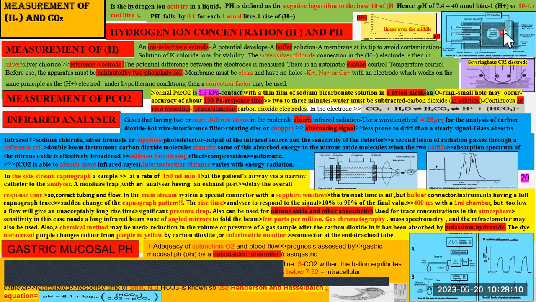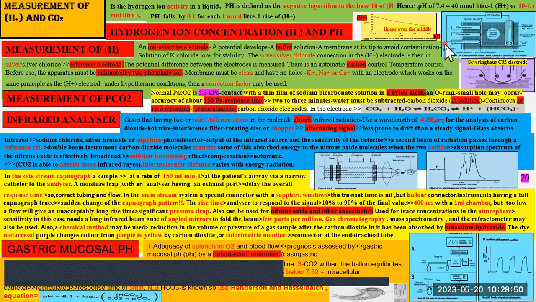Of course, we have a buffer solution in this electrode to keep the pH constant. There is a membrane at its tip to avoid contamination. We use a potassium chloride solution for stability. Whenever we have silver chloride electrodes, we ought to use a solution which has chloride. The silver chloride connection in the H electrode is then connected to a reference electrode, which also is made of silver chloride. A potential develops between the electrodes and it is measured.